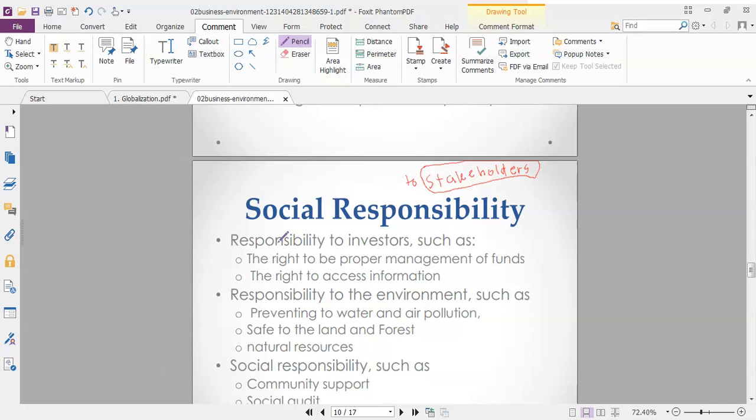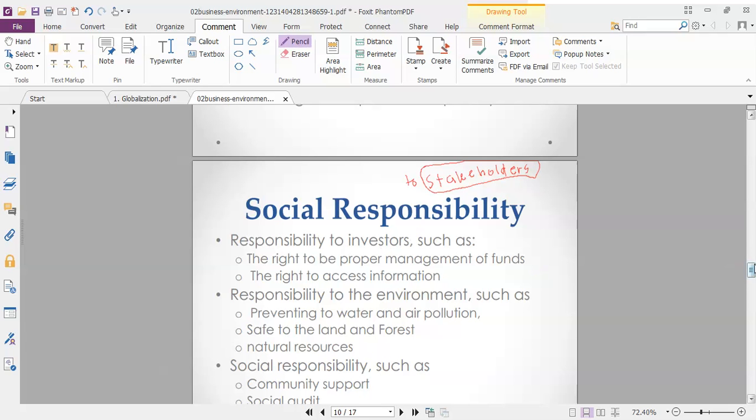Okay, the responsibility to investor. The person that gives you money to open the business. That investor has the right to proper management of funds. They need to know whether you manage the funds given by them in a proper manner or not. The right to access the information. The investor has the right to know whether your company is having profit or losses. That is the right needed by the investor.